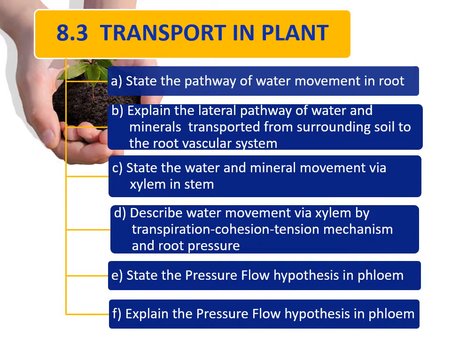At the end of this topic, you should be able to state the pathway of water movement in root, explain the lateral pathway of water and minerals transported from surrounding soil to the root vascular system, state the water and mineral movement via xylem in stem, describe water movement via xylem by transpiration, cohesion, tension mechanism, and root pressure. State the pressure flow hypothesis in phloem, and explain the pressure flow hypothesis in phloem.